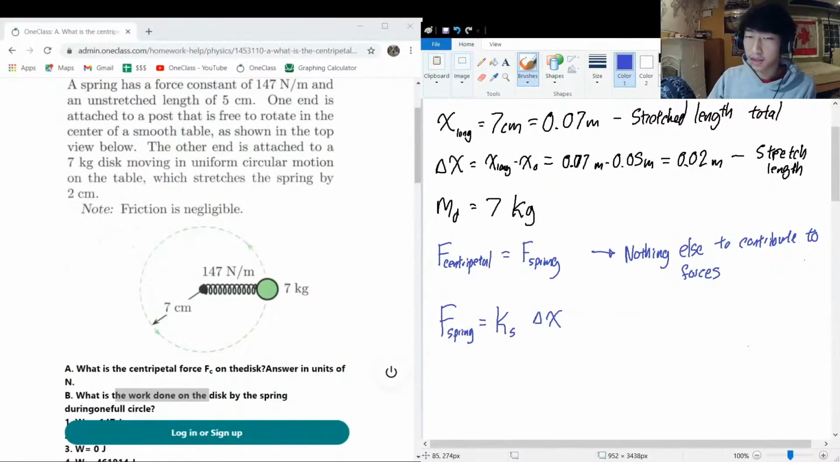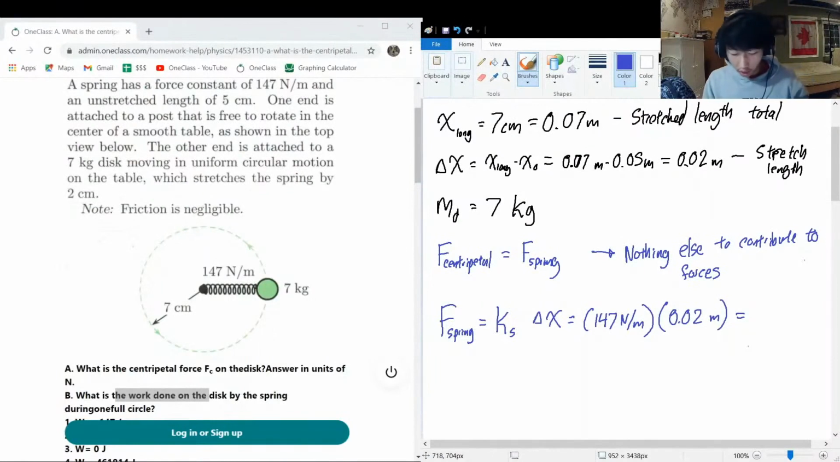So that's why we had to get the delta x value. Delta means the change in x. So let's actually get this calculation real fast. Should be pretty straightforward. We know that our spring constant is 147 newtons divided by meters, my bad. And we had 0.02 meters, the change in length of the spring between its natural length and its stretched length.